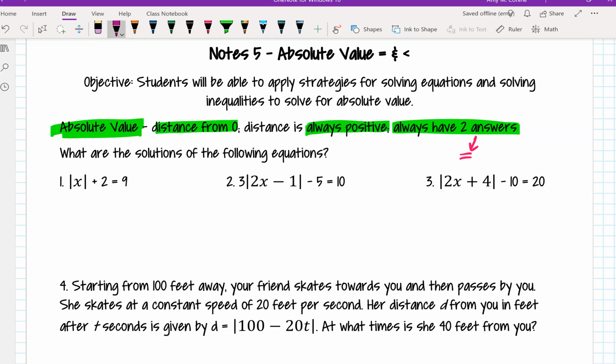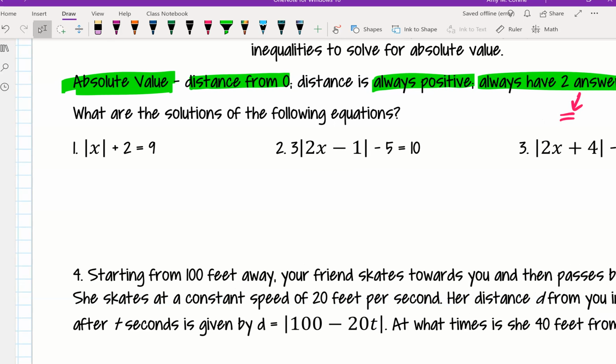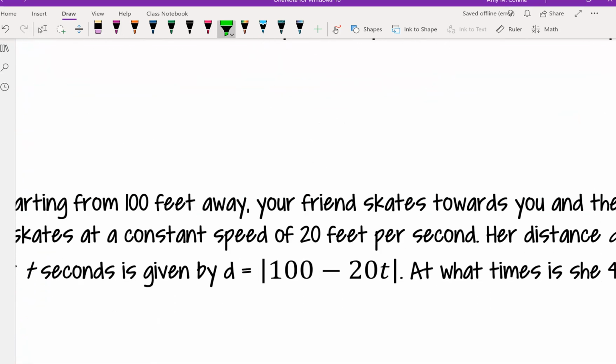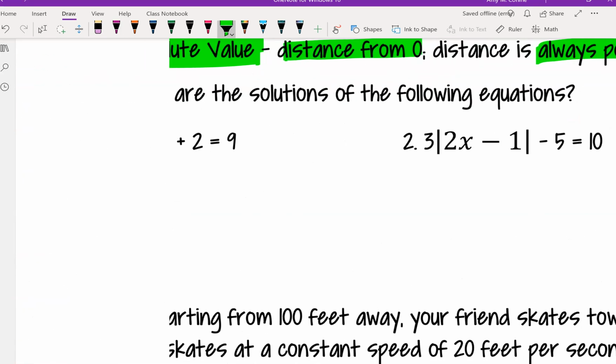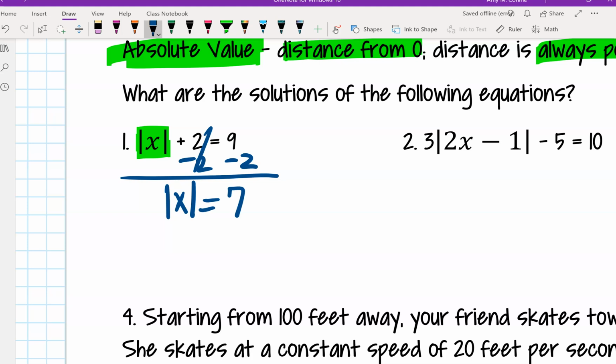So I want to take a look at the following equations. We'll start there. For number 1, we have the absolute value of x plus 2 equals 9. The biggest thing is, just like parentheses, you need to get the absolute value by itself first, and then you can start figuring out what goes inside. I'm going to move my 2 over first because it's adding, so the opposite of adding is subtracting. They're inverses. Bring down my absolute value, and so the absolute value of x equals 7.